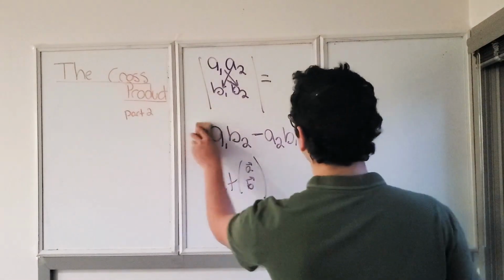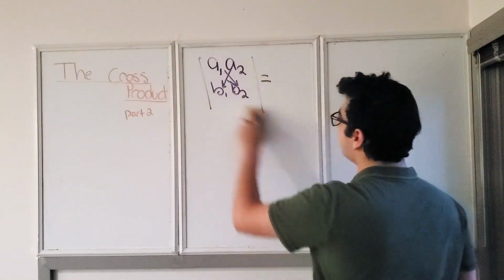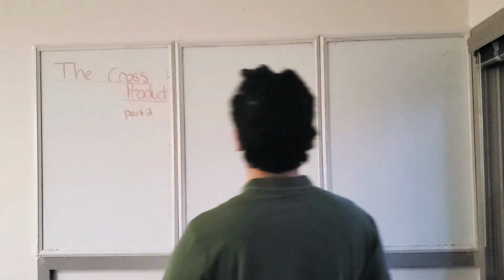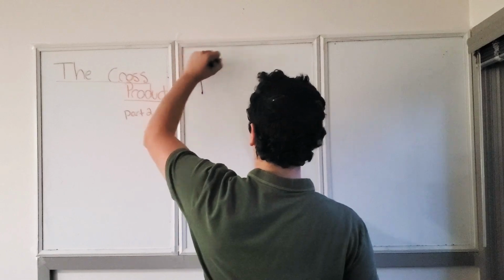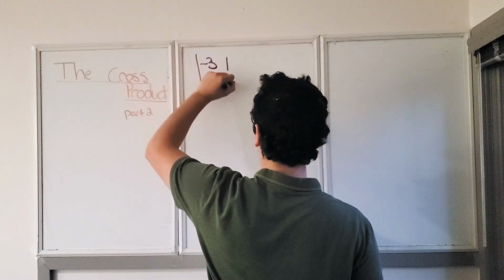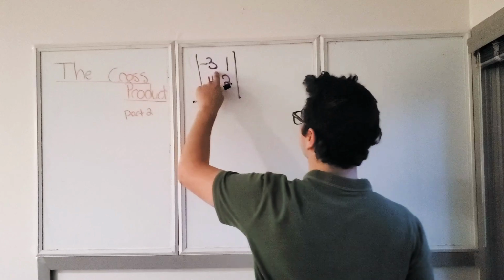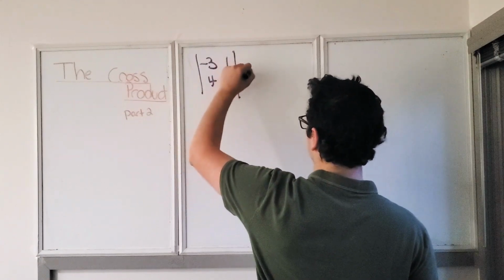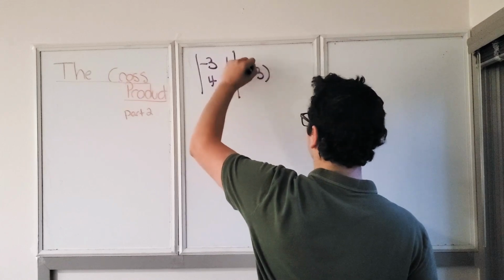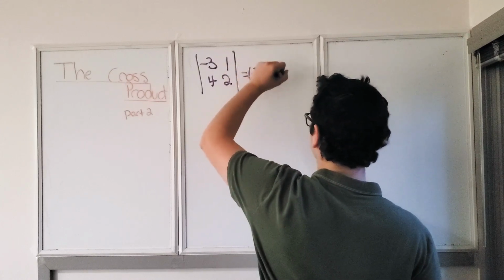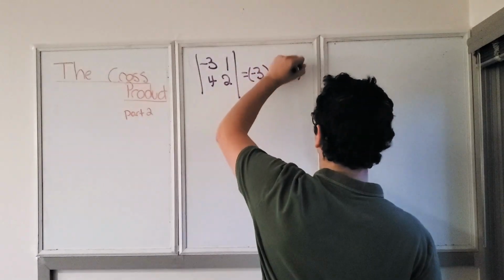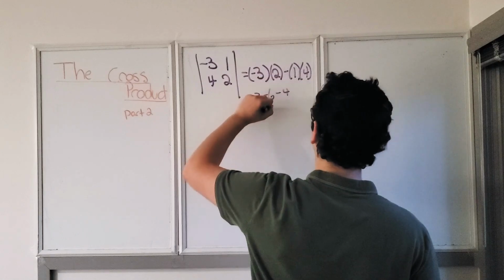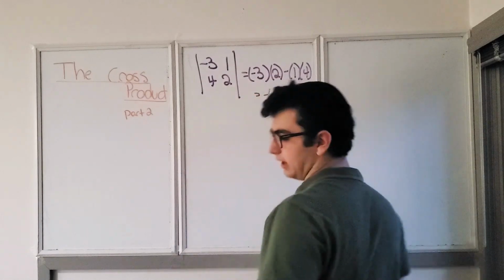So let's go ahead and do an example. If I say, what is the determinant of -3, 1, 4, 2? The answer would be -3 times 2 minus 4 times 1. -3 times 2 minus 1 times 4. And that is -6 minus 4, which is -10.